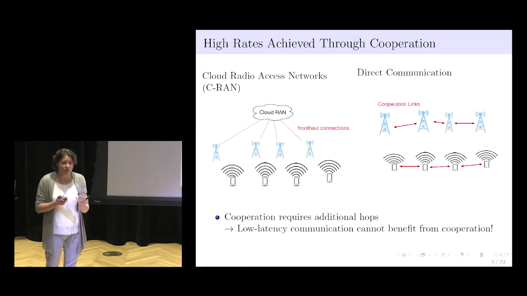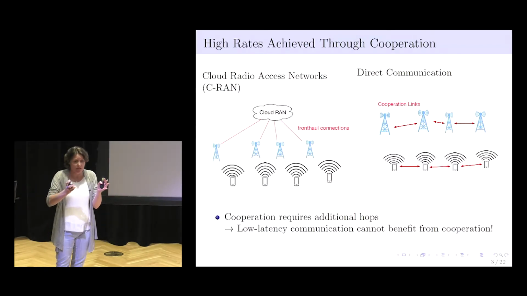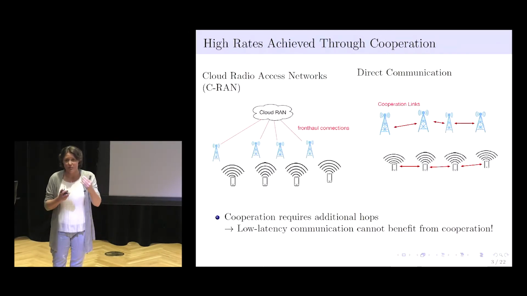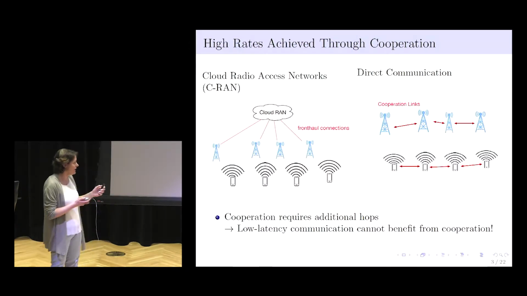So we have cooperation, but we also have two different kinds of traffic, one that's very low delay. For low delay communications, we already have to shorten the packet length, so we can't send low delay communication over multiple hops. So the scenario we're going to look at has two different kinds of traffic: one can take advantage of the multi-hop cooperation, and the other one cannot.